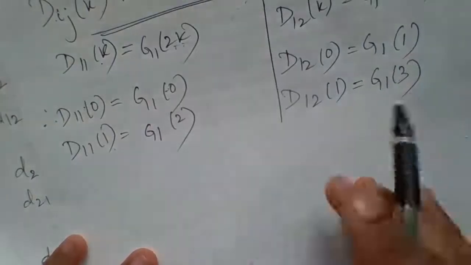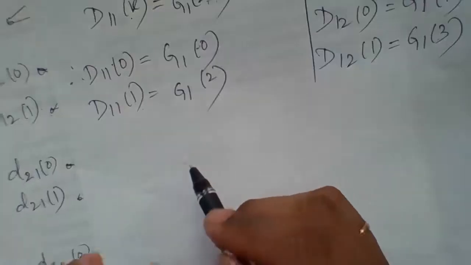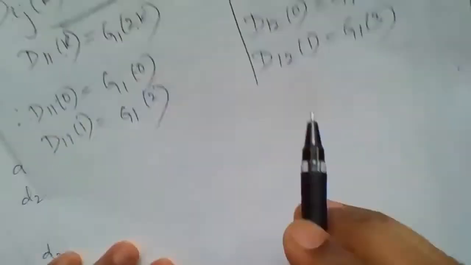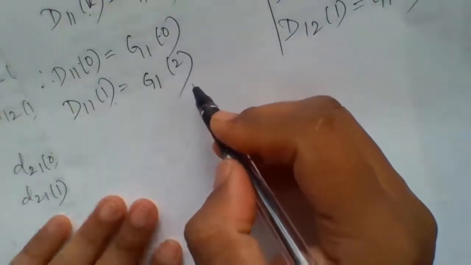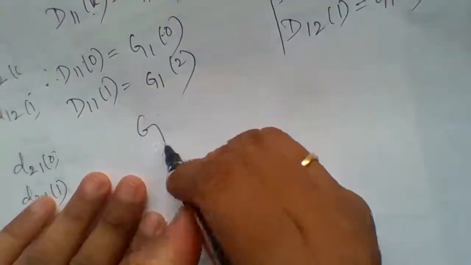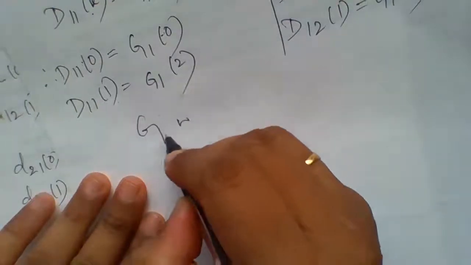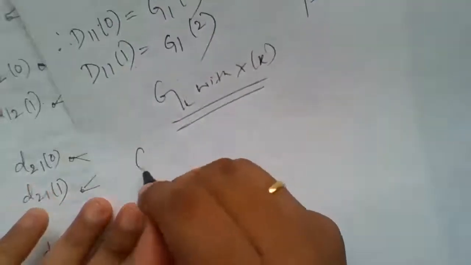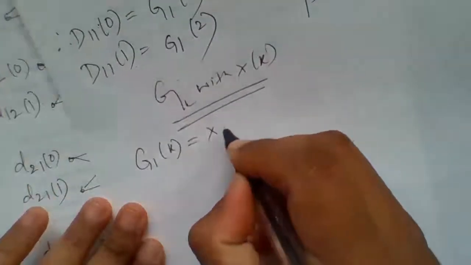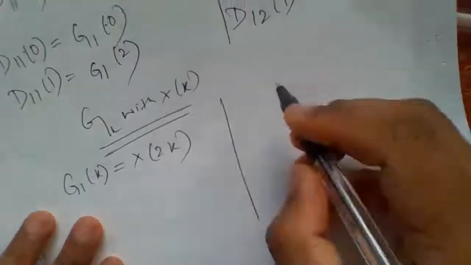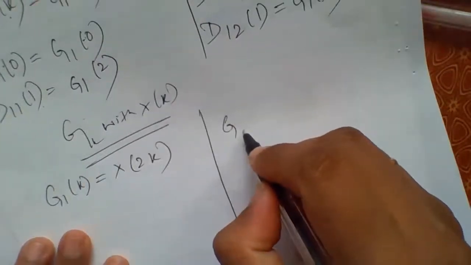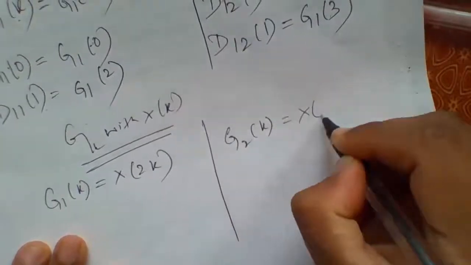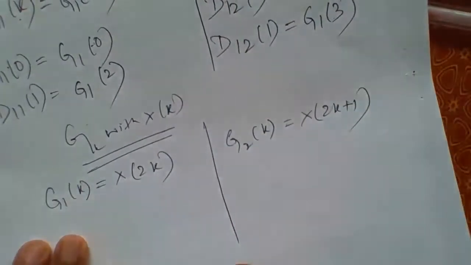So next, I have to relate G with X of k. Similarly, I have a relation between Gk and X of k. What is that relation? G1 of k is nothing but X of 2k. And what is G2 of k? G2 of k is nothing but X of 2k plus 1. Even part and the odd part.